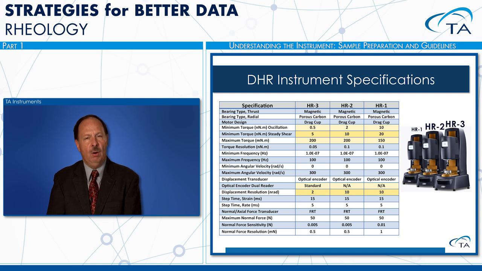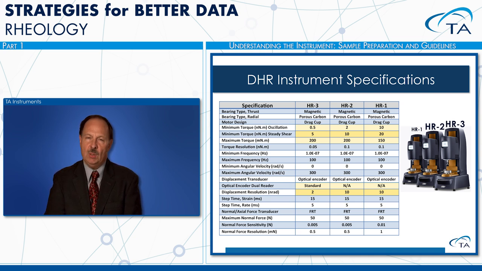With the DHR line of rheometers, we have the three rheometers that we have shown here, the DHR 1, 2, and 3. And we list the different specs for each of these. The DHR 3 is our top of the line DHR rheometer. And looking at the specs, you can see why it has that designation. The DHR 2 is our mid-range. Again, all three of these are excellent rheometers.